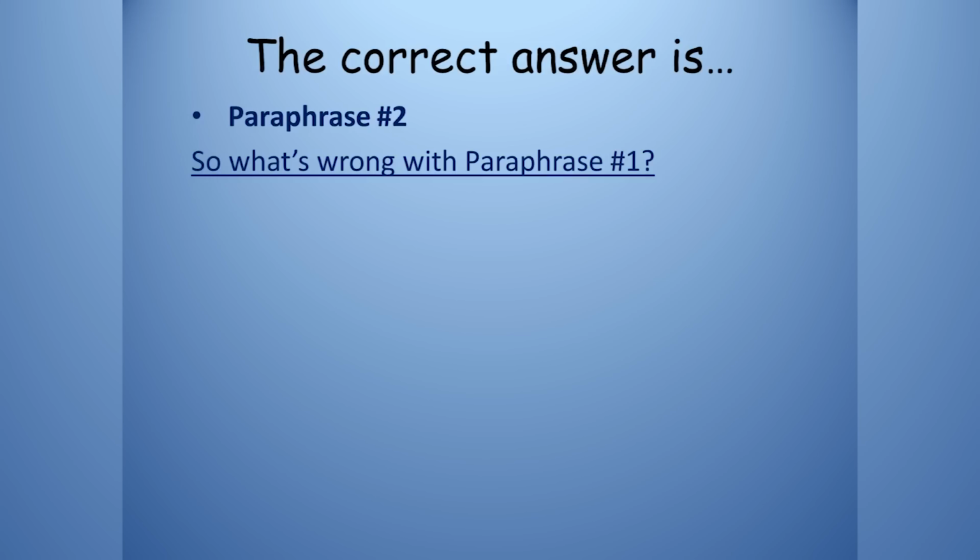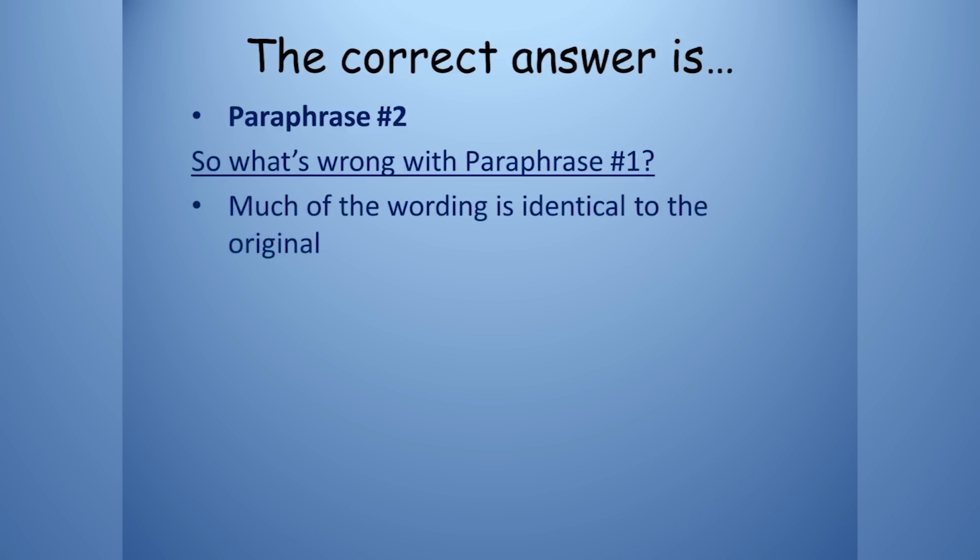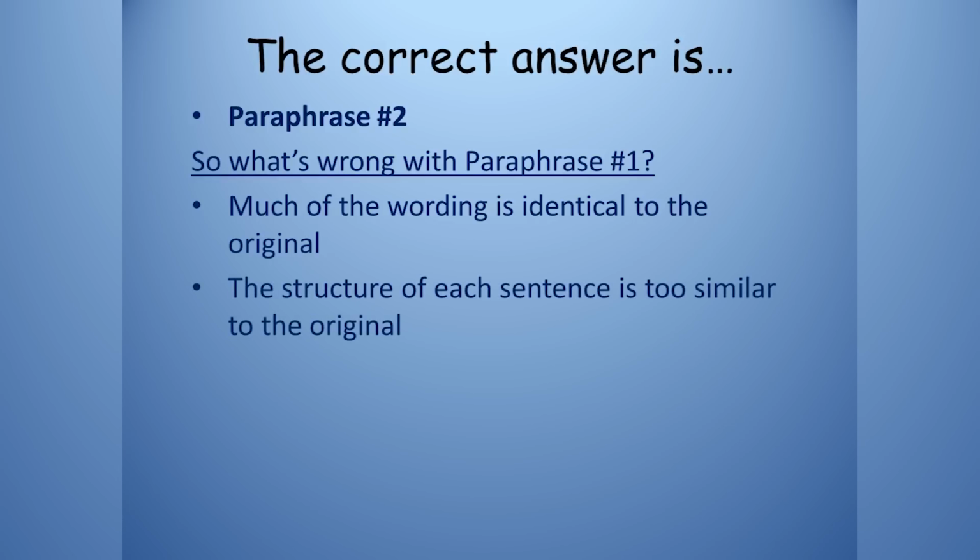The correct answer is number 2. So what's wrong with paraphrase number 1? First, much of the wording is identical to the original. Be sure that you demonstrate your understanding of the original work by rewriting in your own words. Second, the structure of each sentence is too similar to the original. Remember that not only words, but sentences must be rewritten when developing your own paper.